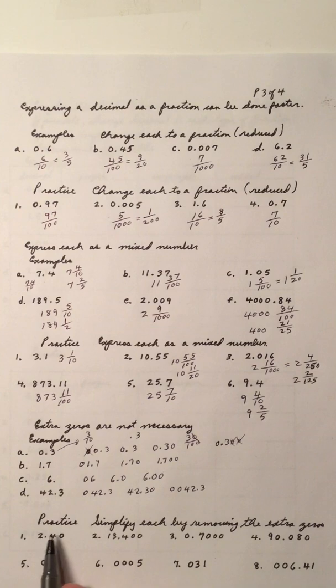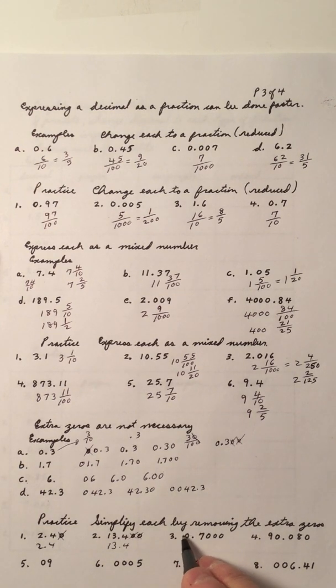Simplify, let's practice. Simplify each by removing the extra zeros. So the extra zeros here is this one. So it's 2.4. The extra zeros in number 2, those are removed. So that's 13.4. The extra zeros here, well, not taking that one. You can leave that one there. But the extra zeros are on the right here, and you can't take these zeros out because that's in the tenth place. The only 0 you can remove is the one to the right of the last digit or on the left.